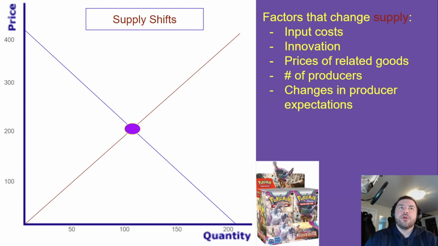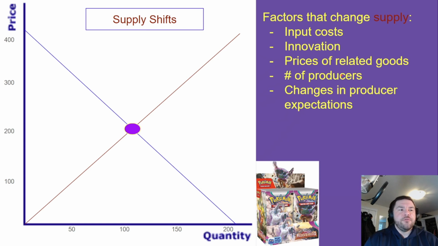So we're looking at input costs: paper, ink, printing machines, labor, stuff like that. Innovation, so more efficient printing processes, maybe with better quality control. They're churning out more cards at a cheaper price. Or the opposite can happen. You could have machinery that's getting old and a decreasing labor force, maybe in that specialty, things like that.